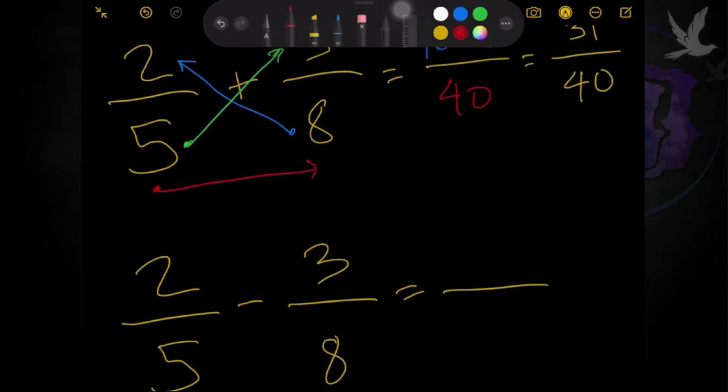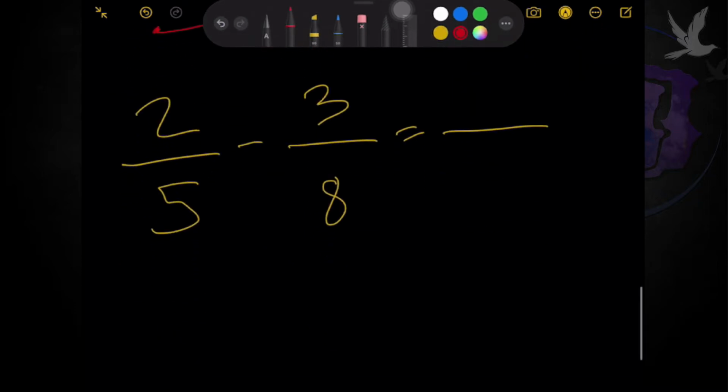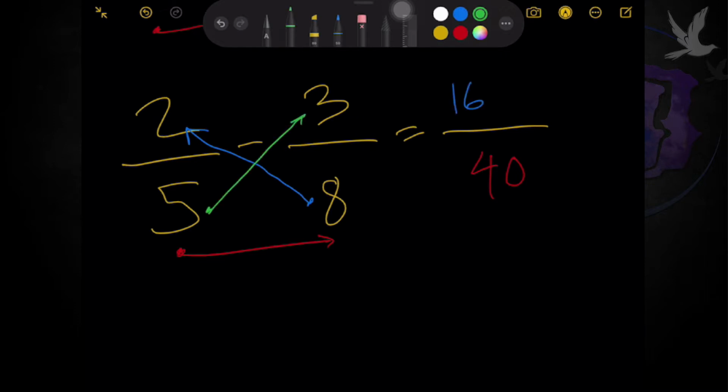Again, let's do the process, proper process here. Red, 5 times 8. It's equivalent to 40. The answer goes as your new denominator. Blue, from this point to this point, is equivalent to 8 times 2, which is 16. And green, 5 times 3. Kino-color code ni Teacher Mark so that you will see which numbers we took and where to put the answers.